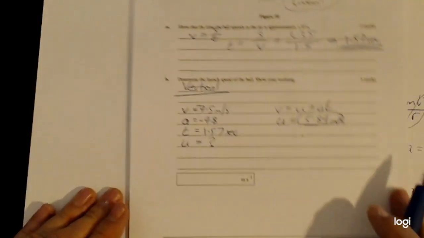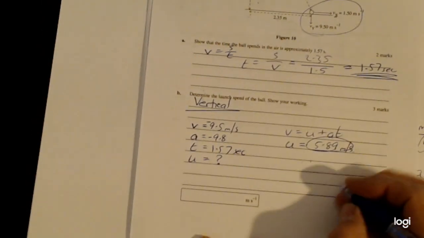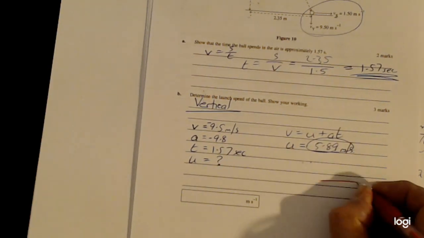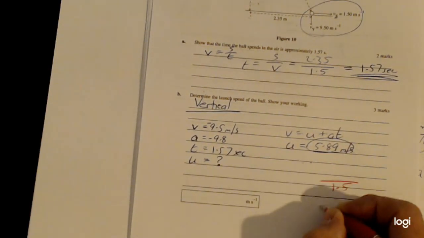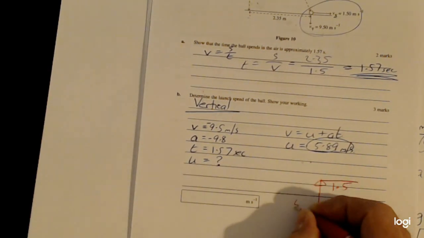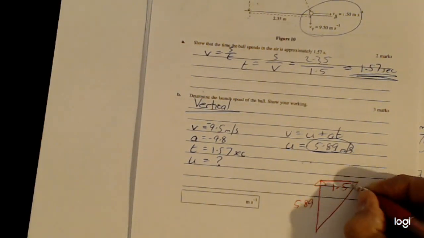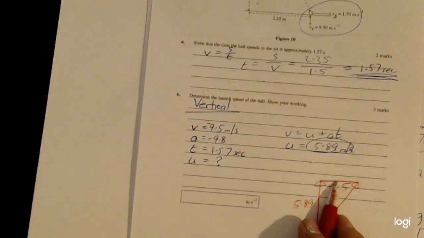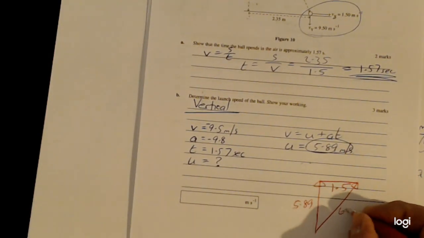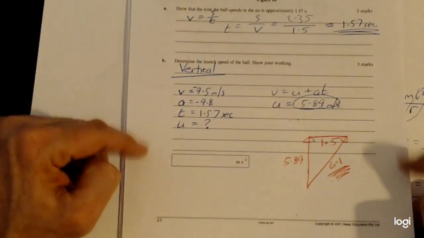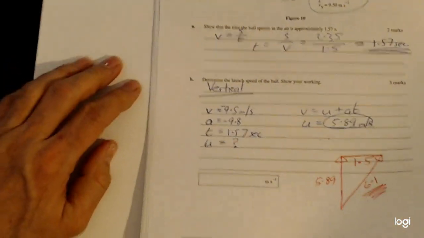And the last thing you need to do is resolve those two vectors. Sorry, not resolve them, add them. You need to add the horizontal 1.5 to the vertical 5.89. Just a bit of Pythagoras. That squared plus that squared, square root of your answer, and you should get 6.1 meters per second. All right. Another reasonably fast one. That's not going to take too long to do. You just needed to realize quickly what to do.